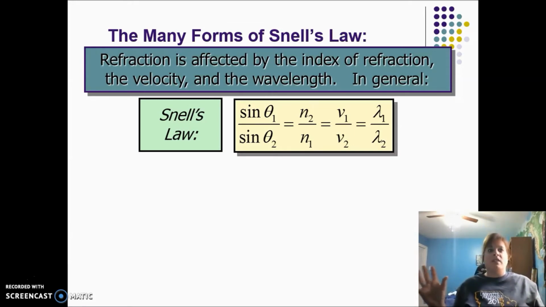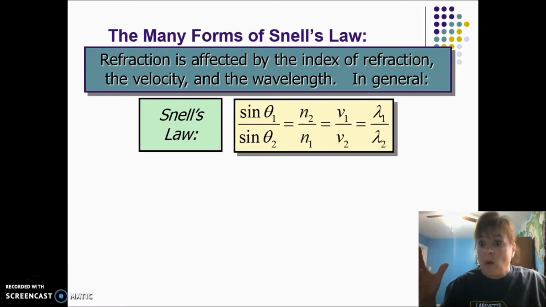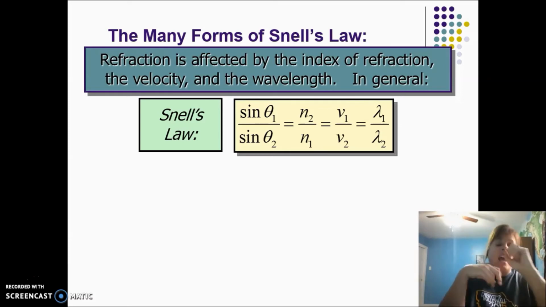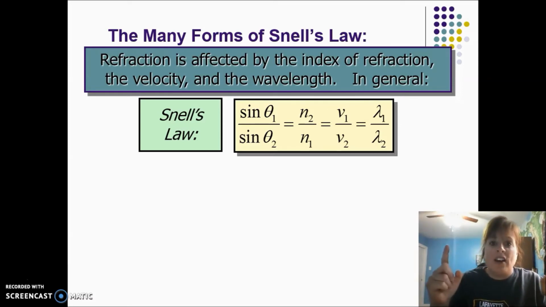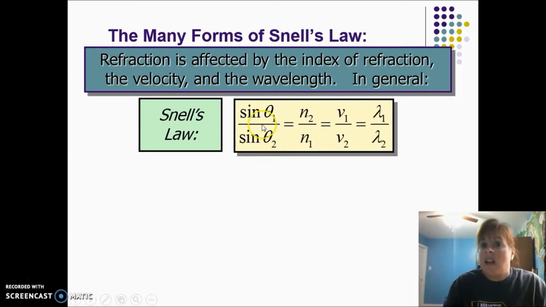Now, the beautiful thing about Snell's law is we can use it with our velocity and lambda equation. We could use it with our refractive index equation. We can put them all together. And I say there are many forms of Snell's law, not just n1 sine of theta 1 equals n2 sine of theta 2, but I can set up ratios of stuff.